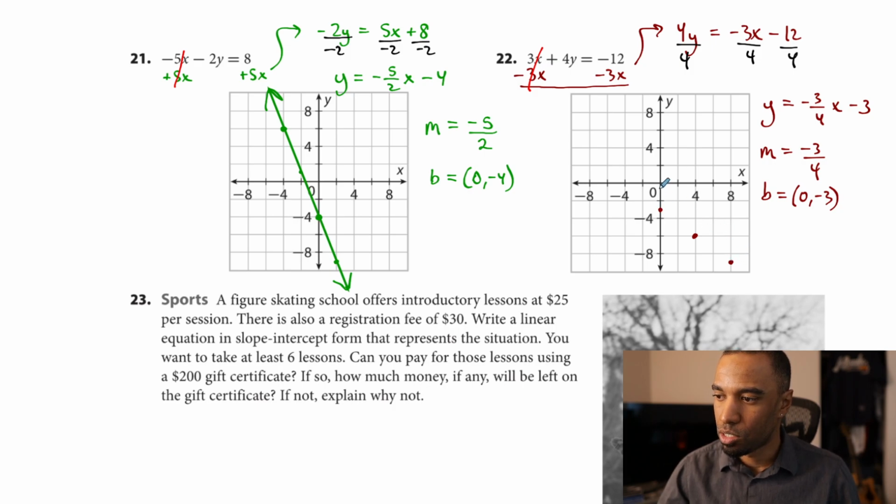Up 3, 1, 2, 3 at the origin, right or left 1, 2, 3, 4. And up 3, 1, 2, 3, left 1, 2, 3, 4. So again, the in-betweens are because we're going by 2s on the graphs. Not a fan of them.